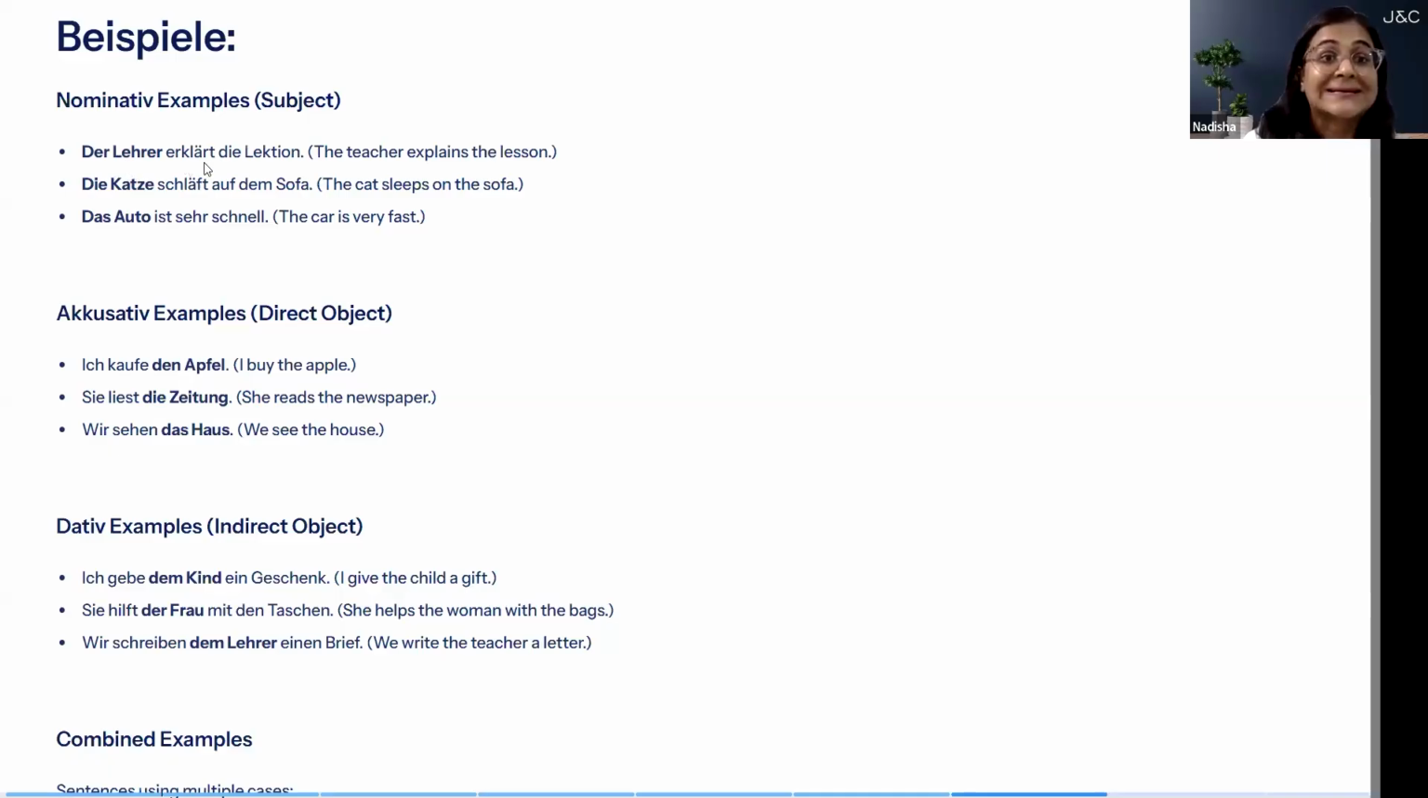Der Lehrer erklärt die Lektion. The teacher explains the lesson, okay? Who is explaining? The teacher. So teacher here is nominative.